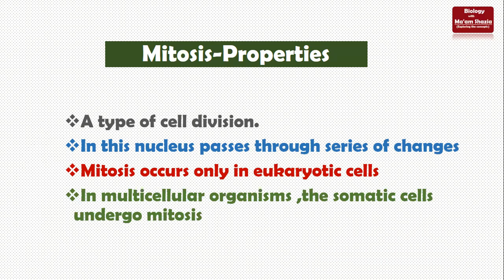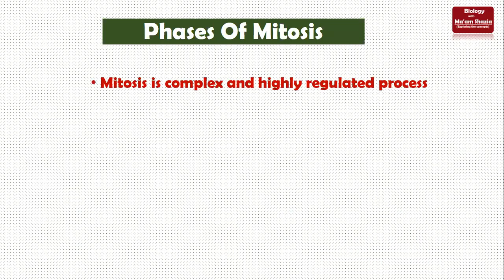So the properties as far as mitosis are concerned. What is the need? First of all, the cell should be eukaryotic, the cell should be somatic. And secondly, mitosis can take place in both haploid and diploid cells, right? Whether the cell is diploid or haploid, it can go through mitosis, but the cell should be eukaryotic. Now, the phases of mitosis.